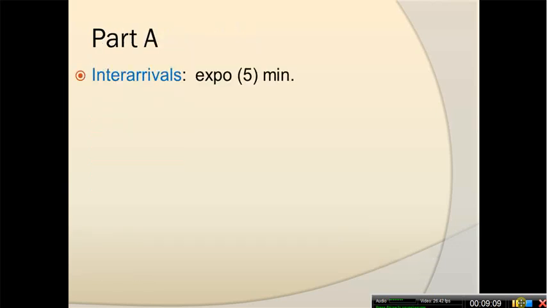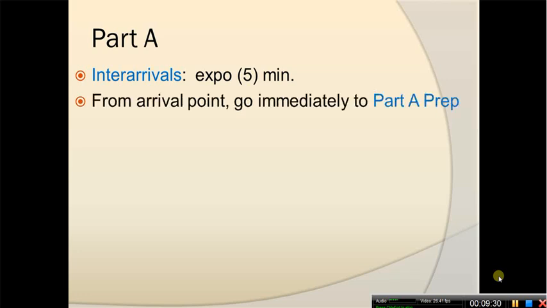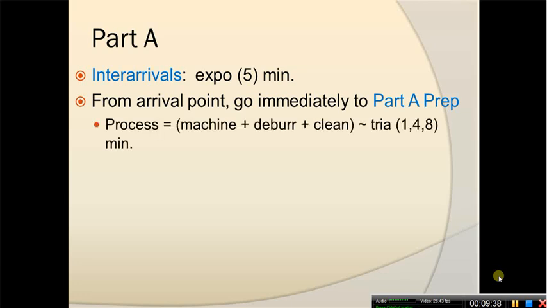So part A has the following inter-arrivals. We have a single part that arrives with an exponential distribution of inter-arrivals every 5 minutes. And from the arrival point, the parts go immediately to part A prep. And that's where we have a process, so machine, debug, and clean with a triangular distribution with parameters 1, 4, and 8 minutes. And then they go immediately to sealer.